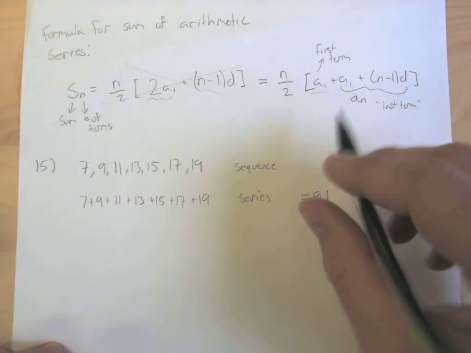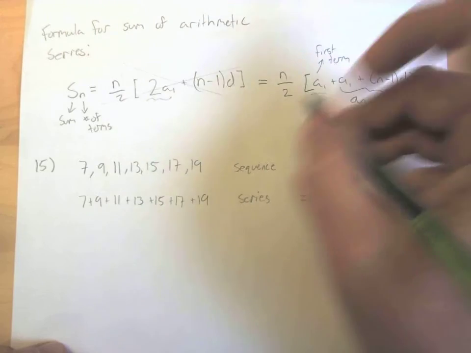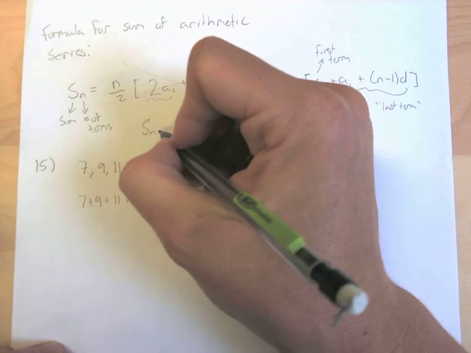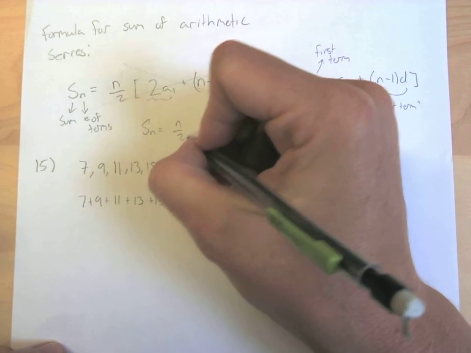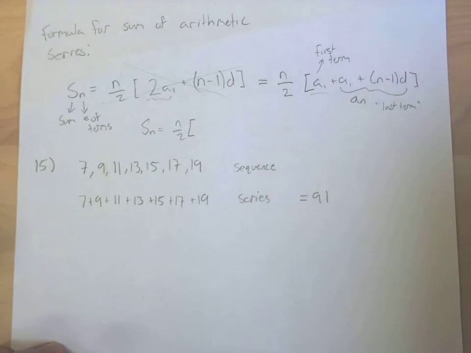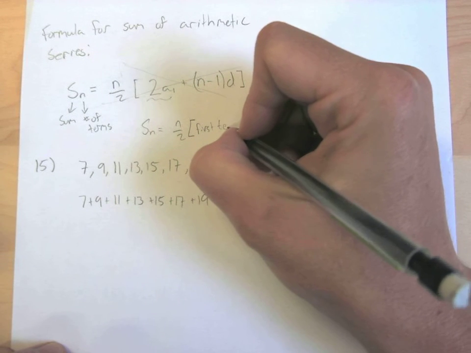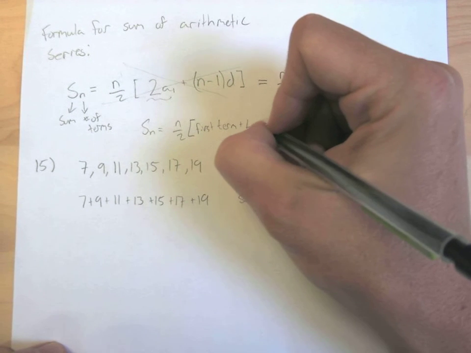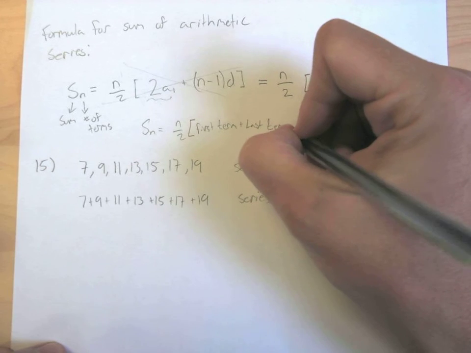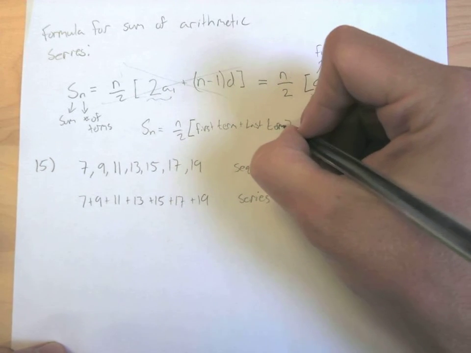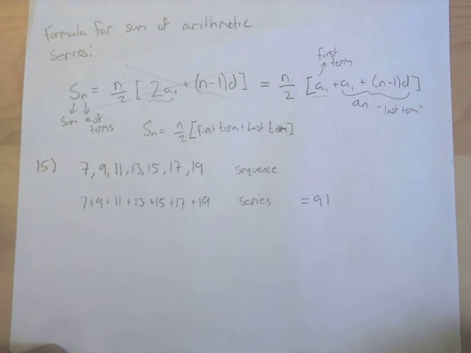Okay, so I can rewrite this formula. Let's come down here. S of n equals n over 2 times the first term plus the last term. Okay, that's much, much easier to use.